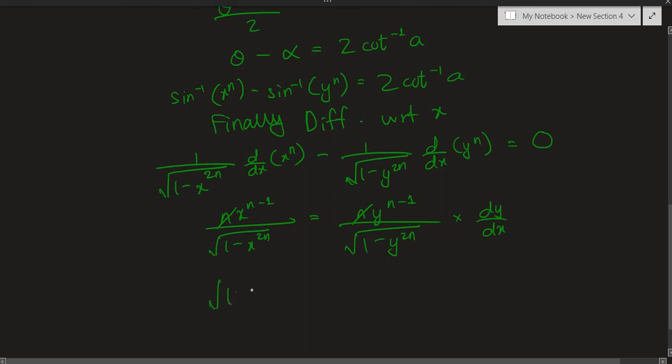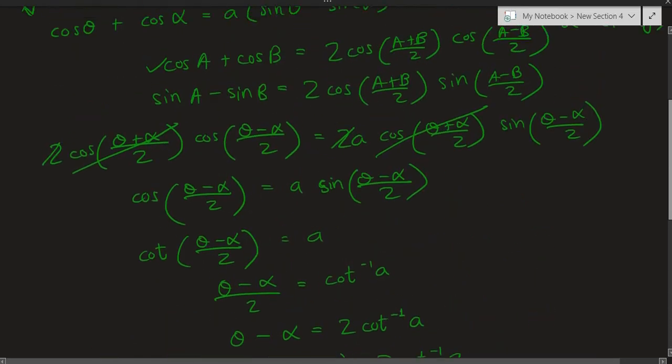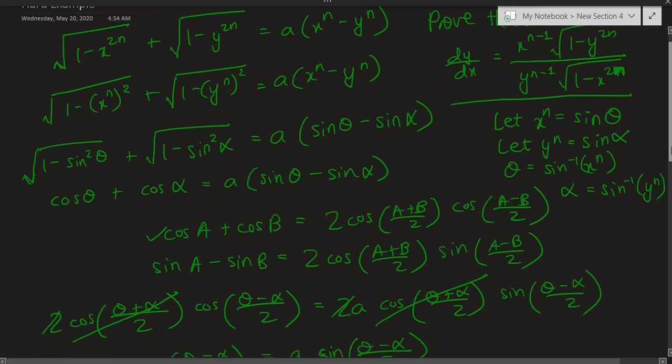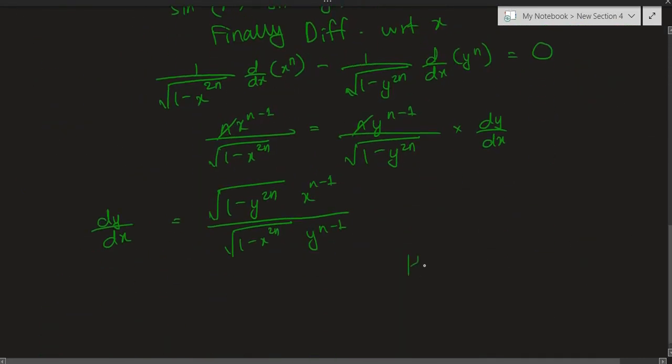So we have the square root of 1 minus y to the 2n times x to the n minus 1 divided by the square root of 1 minus x to the 2n times y to the n minus 1, and all this is just equal to dy over dx, and that's exactly what we had to prove, right? Let's just go up above and check if we are correct. So yes, that's exactly what we had to prove. So we can say hence proved. That's the end of it.